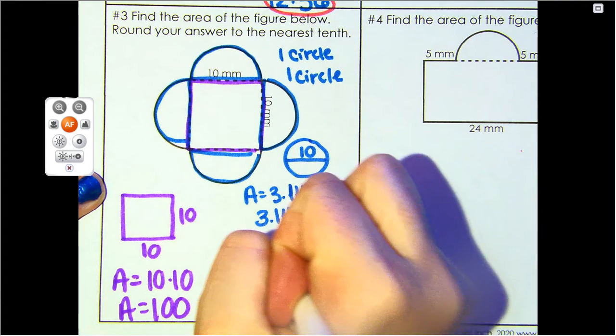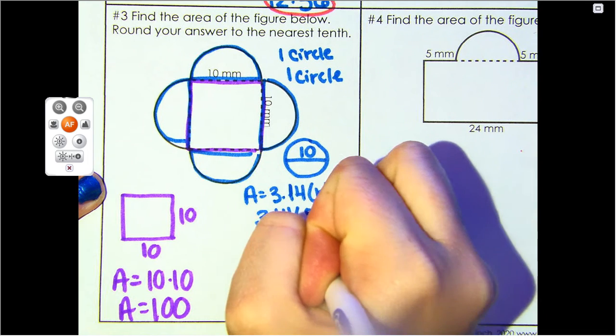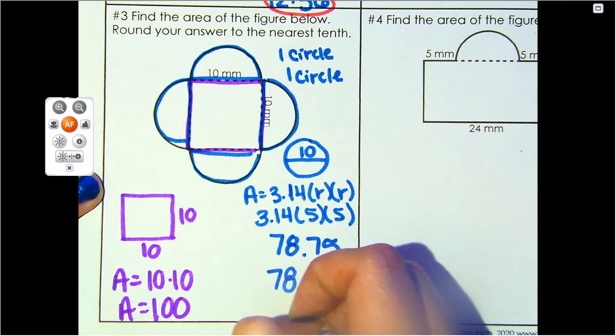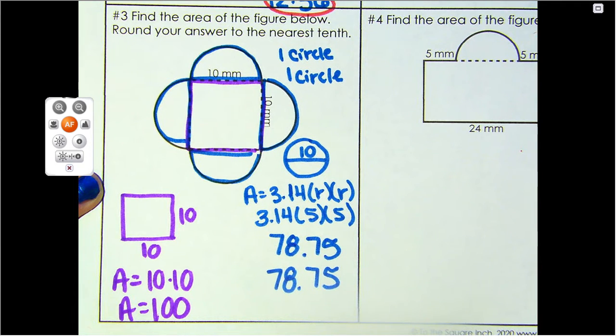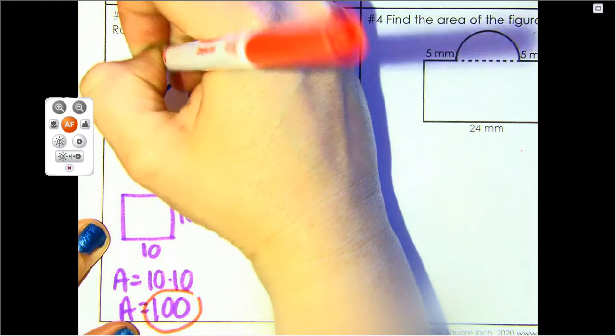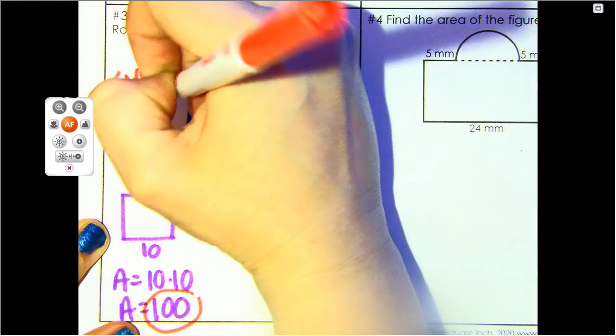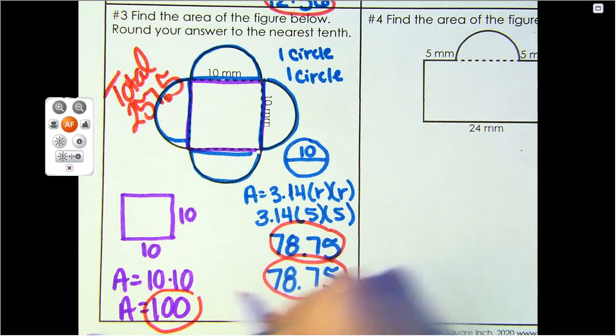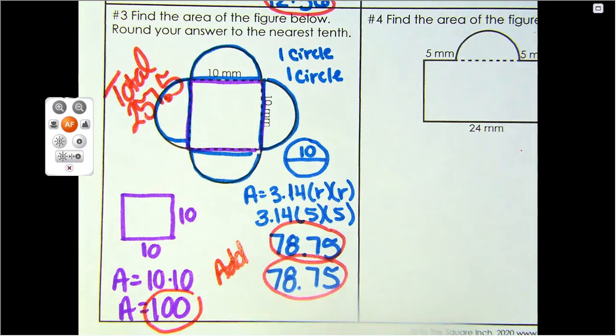Okay, so that was the area of 1 circle. But my picture, if you remembered, had 2. So I'm going to place another 78.75 down because I have 2 of those same circles. So I have the area of 100, 78.75, and 78.75. So you're going to add all of that together, and your total comes to, let me write up here, 257.5. Okay, so again, I added all the totals together. So you add to get your total.